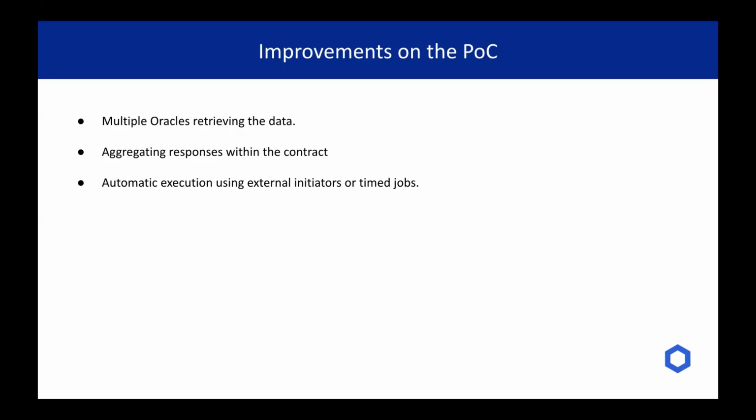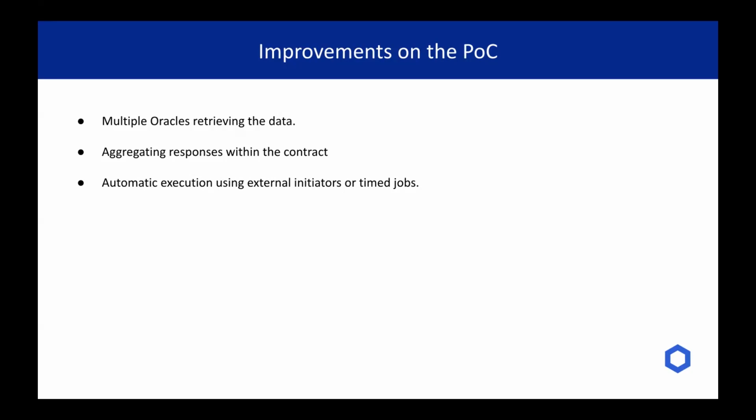The other point is automatic execution. I mentioned previously we have this get latest price function that a user has to call after the contract has expired. Obviously this isn't ideal in itself. There are a few options to execute the contract automatically: external initiators or timed jobs.